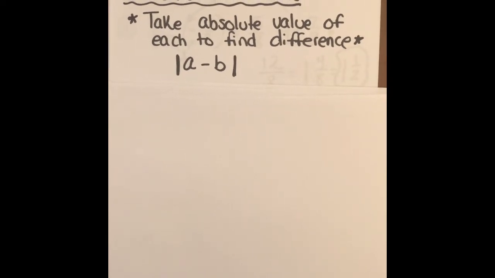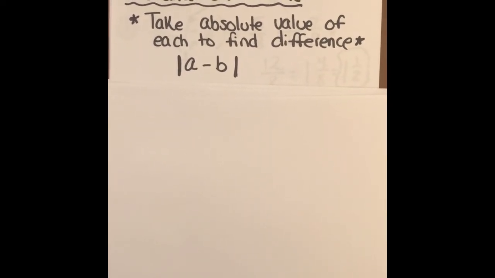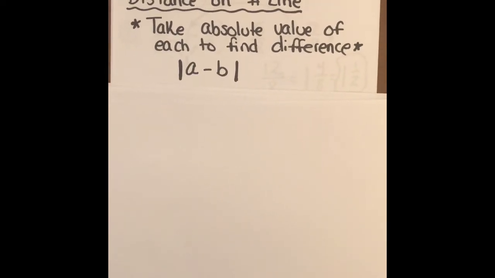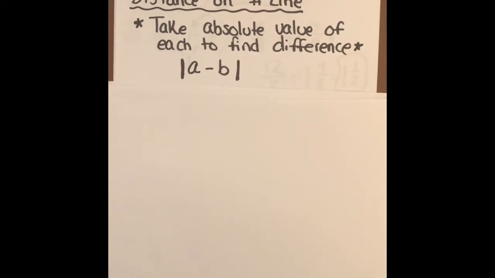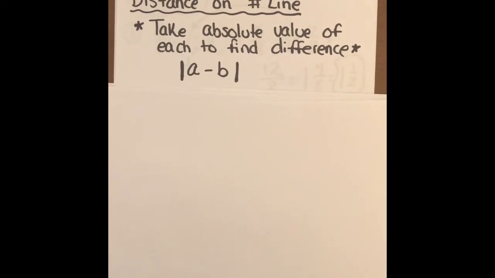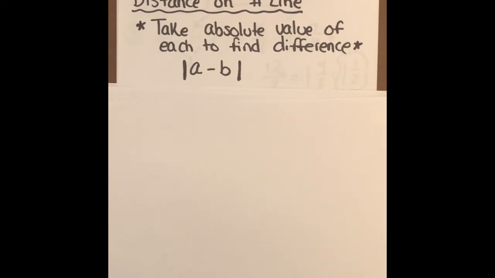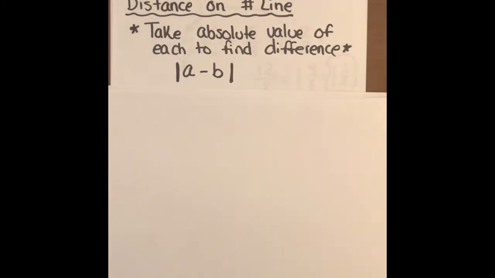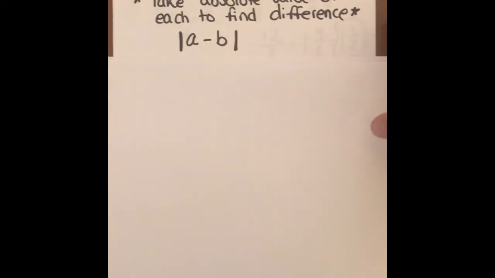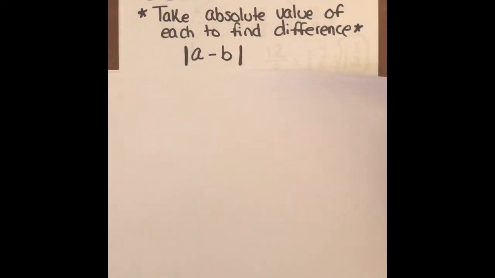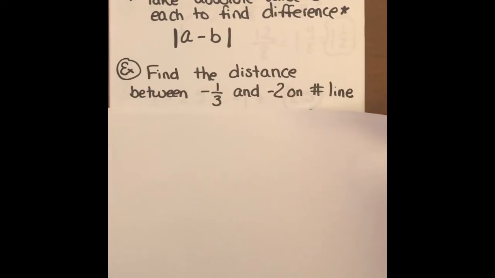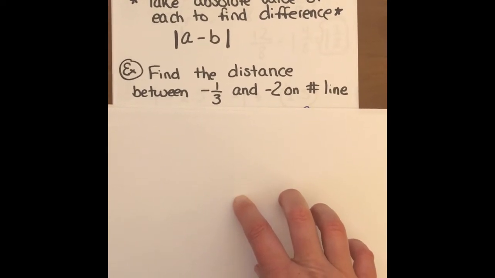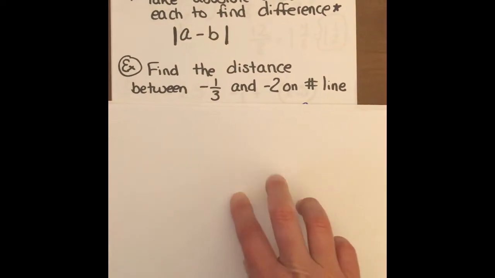Next type of example, you have to find the distance on a number line. So when you do this, you're just taking the absolute value of each number to find the difference. So remember, absolute value is the distance on a number line. It's the distance from 0. So we're going to use that to help us out in this section, finding the distance on a number line. So here's an example. Find the distance between negative 1/3 and negative 2 on a number line.